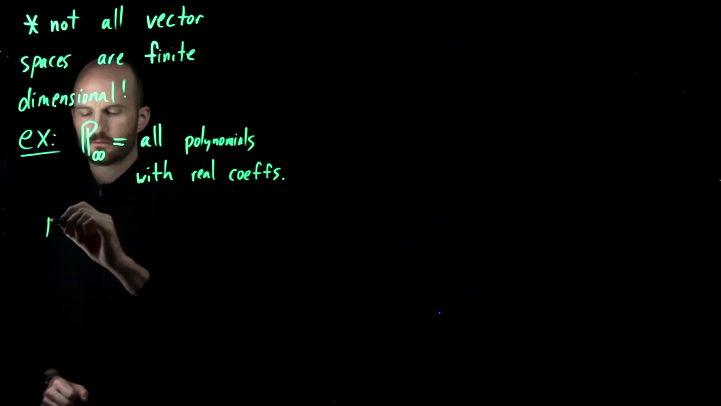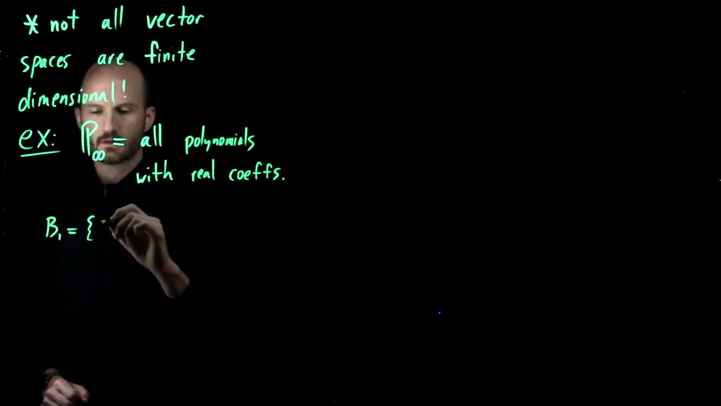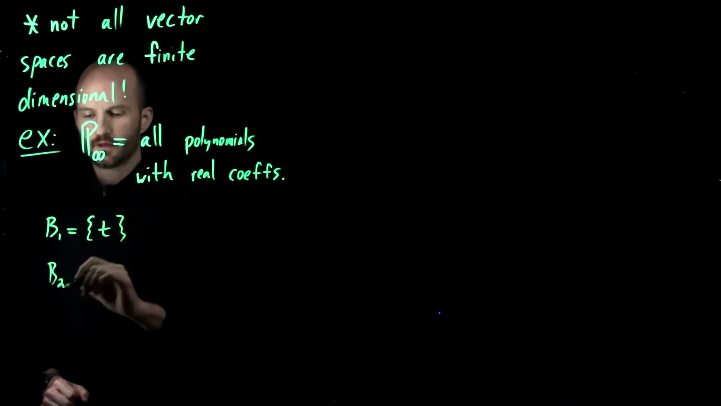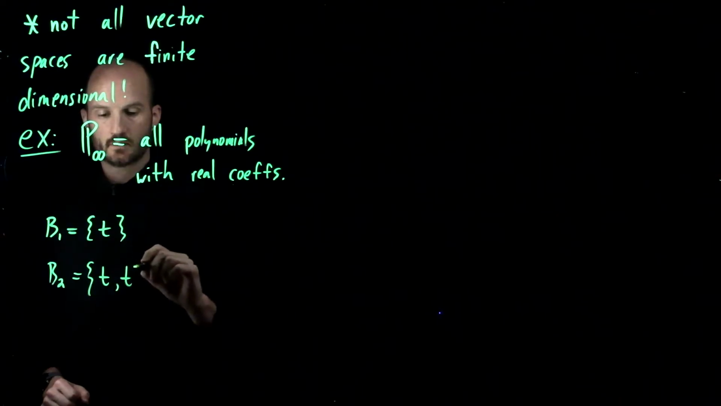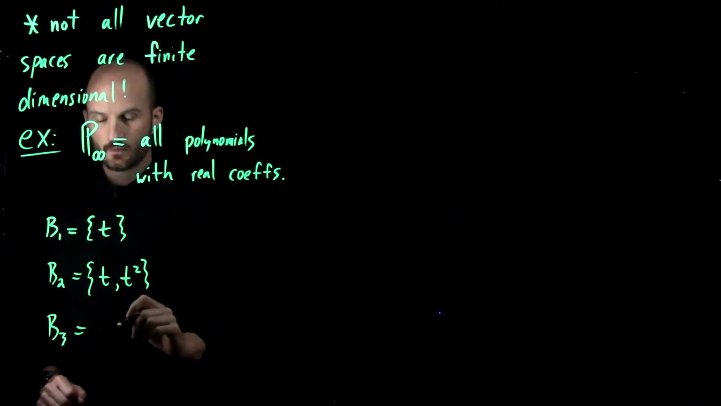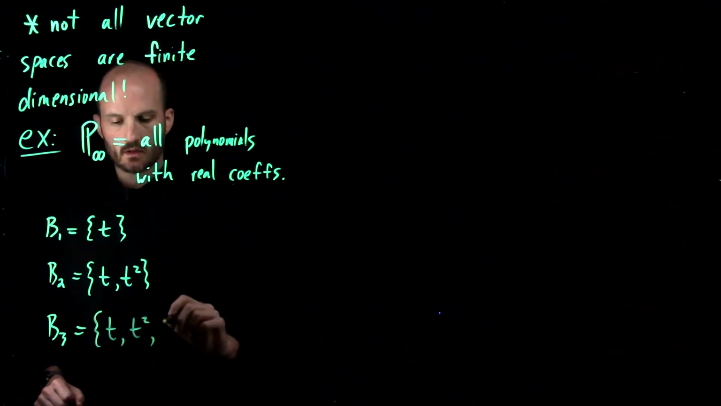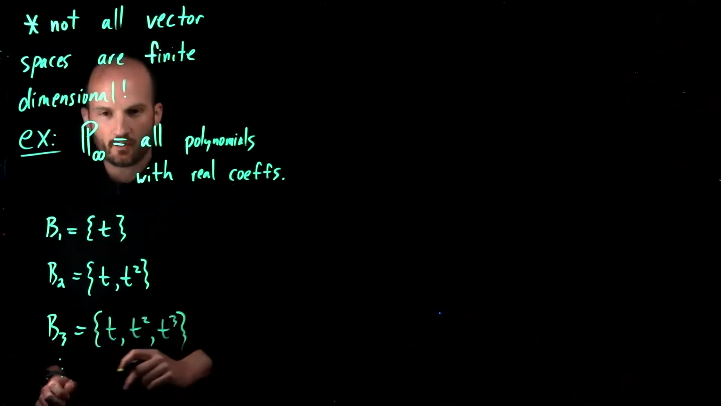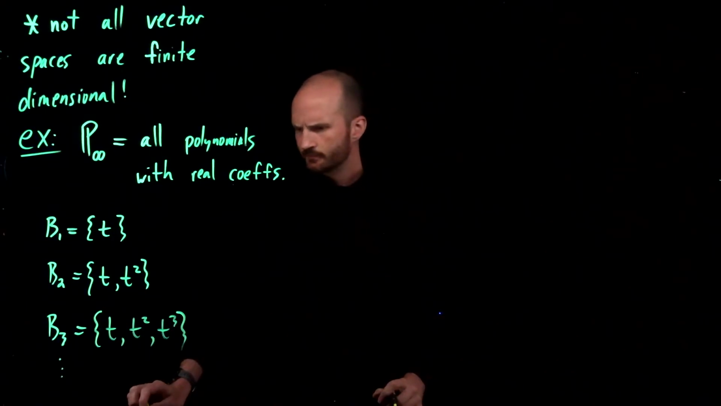You know, I could have B1, which is just, let's go with just t. You have B2, which is t squared. B3, which is, you guessed it, t cubed. And you can have B4, B5, B6, B7, and so on.